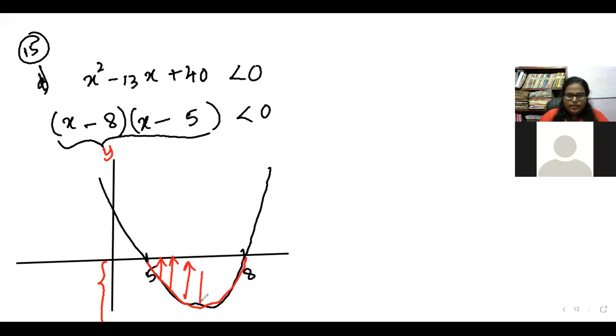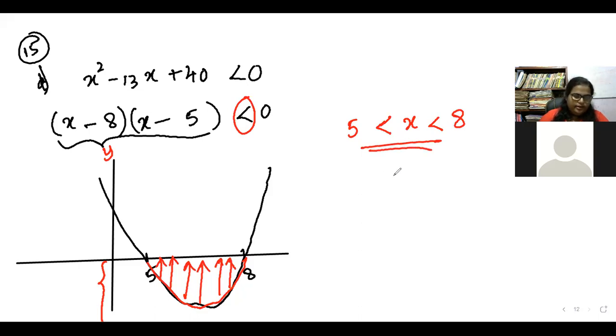So we have to take this region as our solution for x. That means x should be in between this 5 and 8. So x should be greater than 5 and less than 8. In this one, there is no equal mark because in our main inequality, we don't have an equal mark with this inequality sign. So our solution should be written like this.